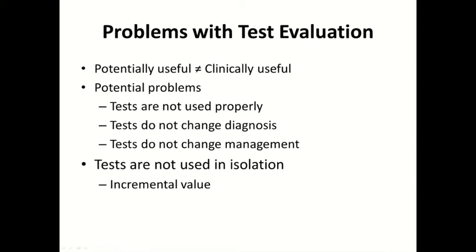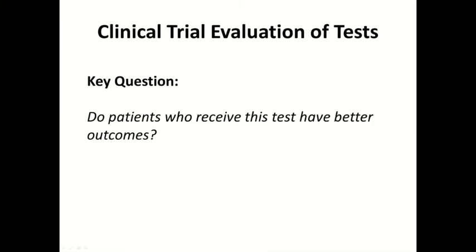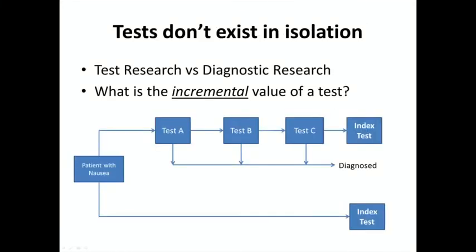And the other thing is that tests aren't used in isolation, and we really need to understand the incremental value of a test versus the isolated value of the test, when it's used in context. So the key question is, do patients who receive this test or have this test available have better outcomes than patients that don't? There are very few trials that do that kind of thing. We do tests of accuracy a lot, and it's clinical performance, but we don't look at the clinical effectiveness.